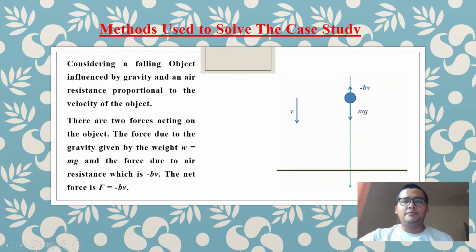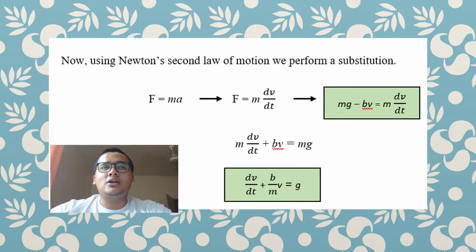As shown in the picture, this indicates the situation. Now, using Newton's second law of motion, we substitute F is equal to ma. We convert a to the derivative of v, which means F is equal to m dv/dt. Then, for the object falling down, we get the equation mg - bv is equal to m dv/dt.